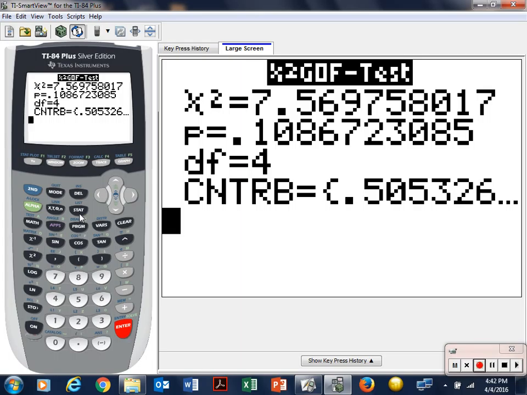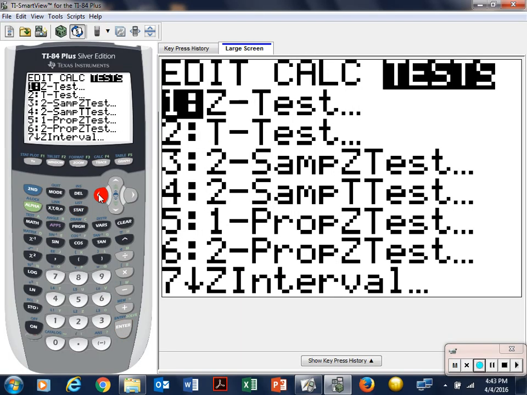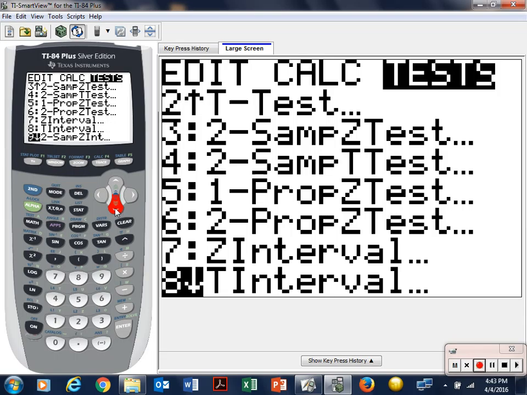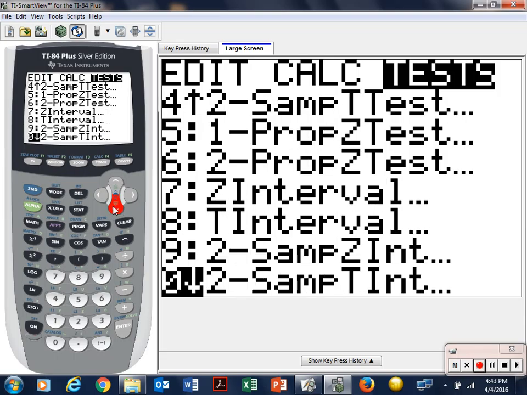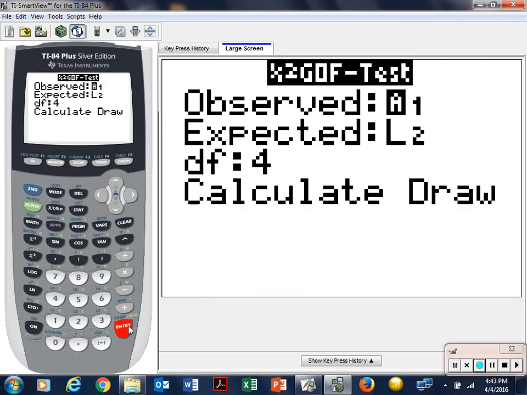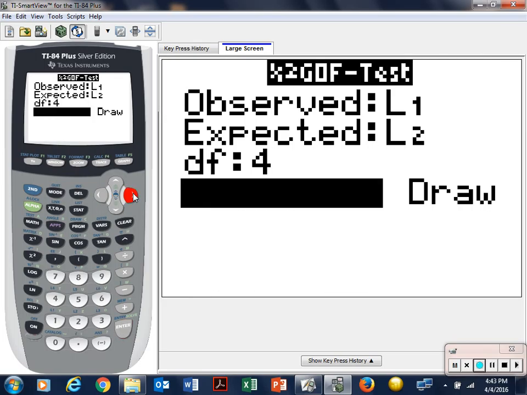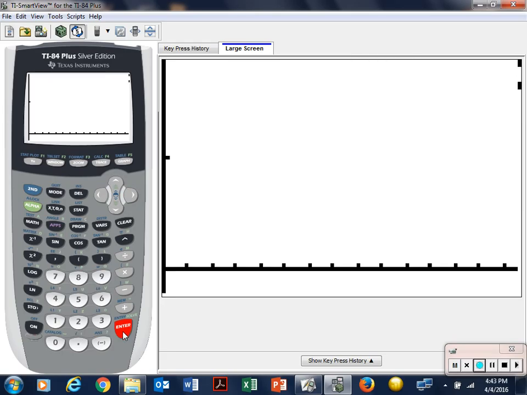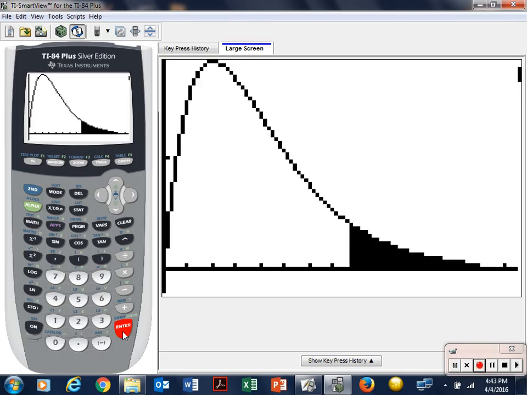If you want to look at the picture, go and pick letter D again. Again, you should always draw the picture. I failed to do that on our first example. Always draw the picture. Draw, and it should hopefully come up. There it goes. And again, these are always going to be skewed to the right. There it is. All right, moving on.